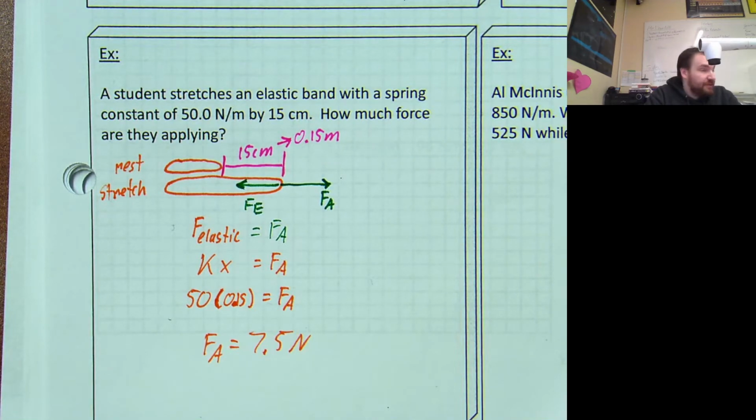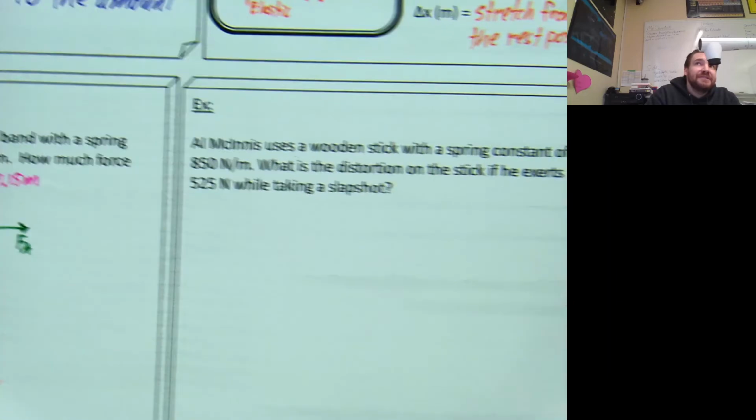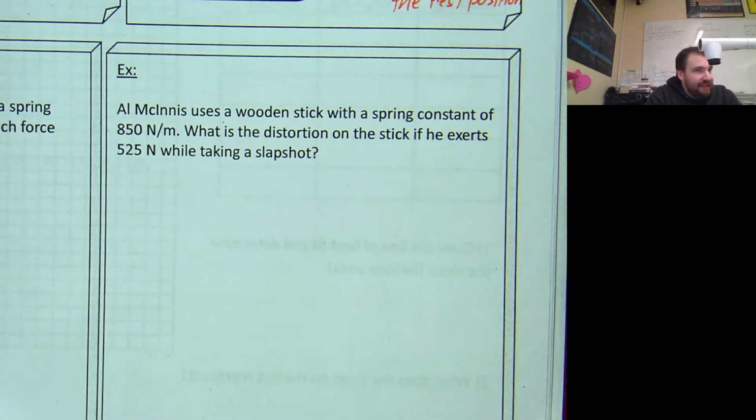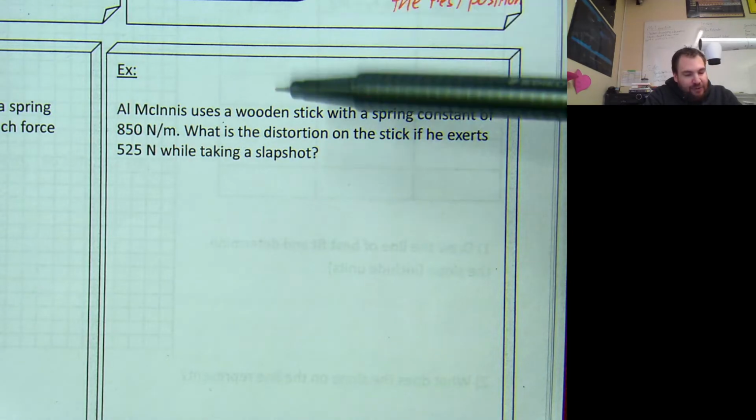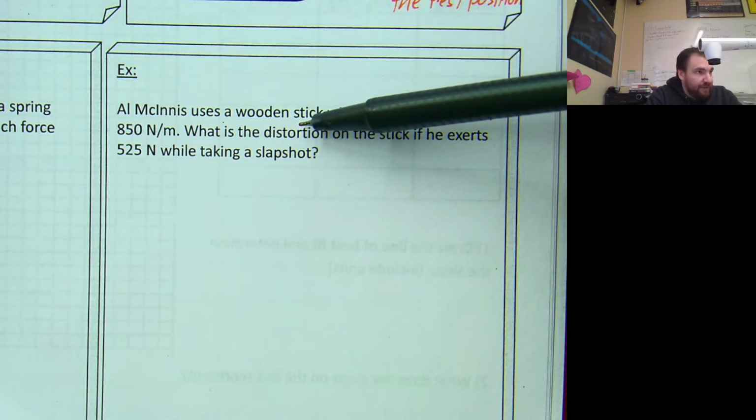Comments, questions, concerns? Let's do a couple more then if there aren't any. Al MacInnis, which is a name that sadly probably doesn't mean anything to any of you, had the hardest slap shot in the NHL for a very, very long time. And he used a wooden stick to do this.